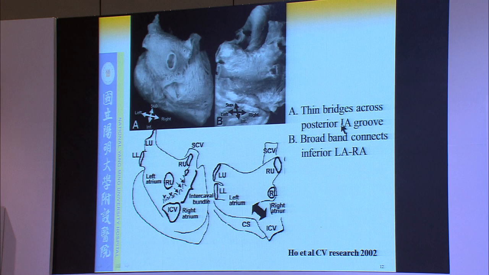This case also shows, in panel A, a thin bridge across the posterior left atrial groove here. You can see many tiny bundles here. And in this one, you can see a big bundle, a broad band bundle connecting the inferior left atrium and the right atrium.